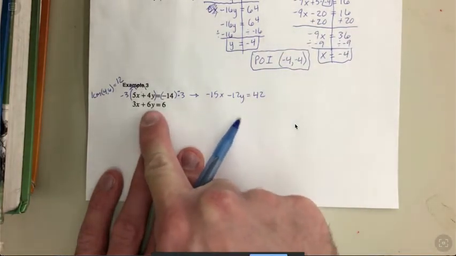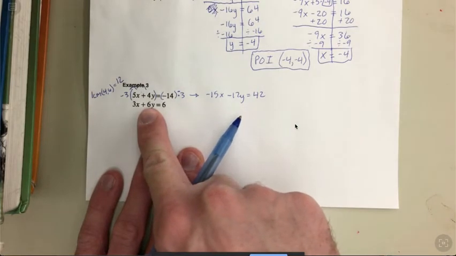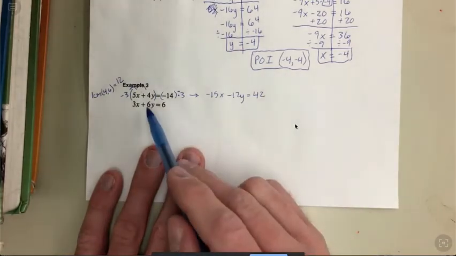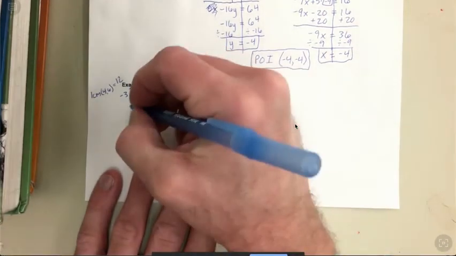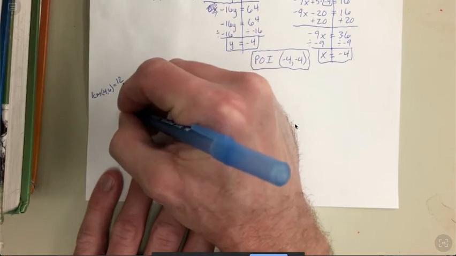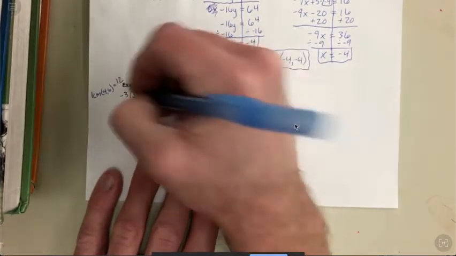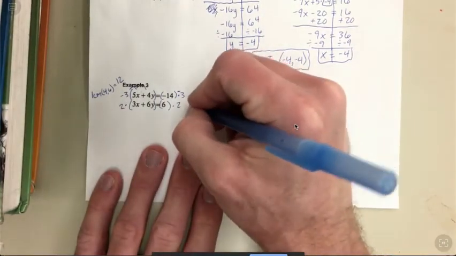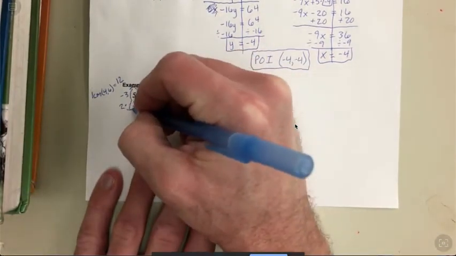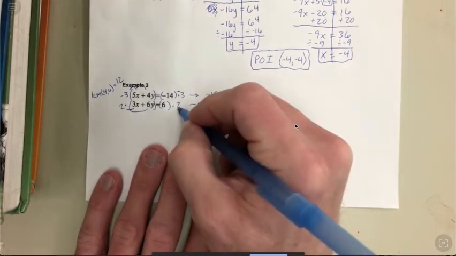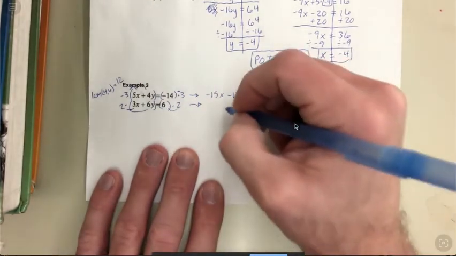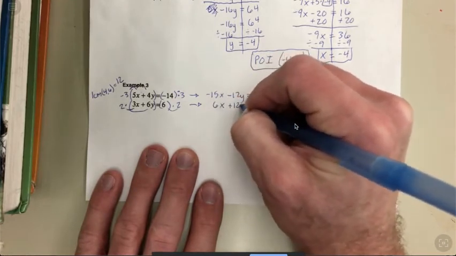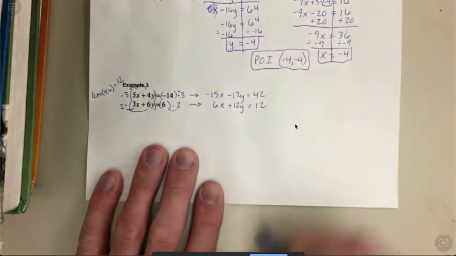In this case, I need that 6y to become a positive 12y so that it'll eliminate when I add. Well, 6 times what is 12? That's 2. So I'm going to have to multiply both sides of the bottom equation by 2. So 2 times 3x, 2 times 6y, and then 2 times 6. So that's going to turn into 6x plus 12y equals 12.